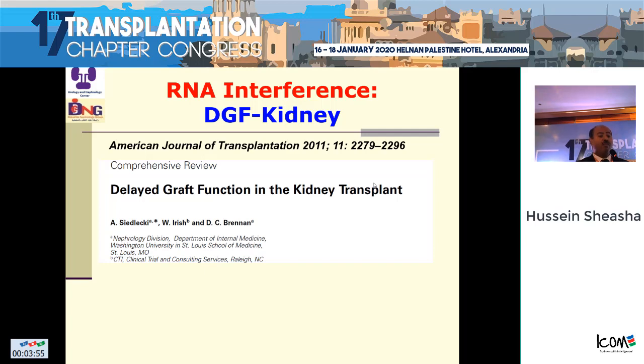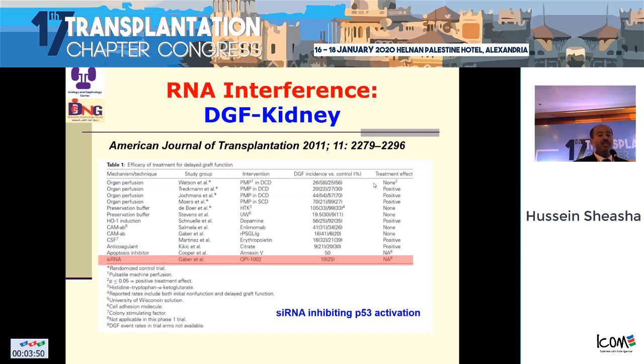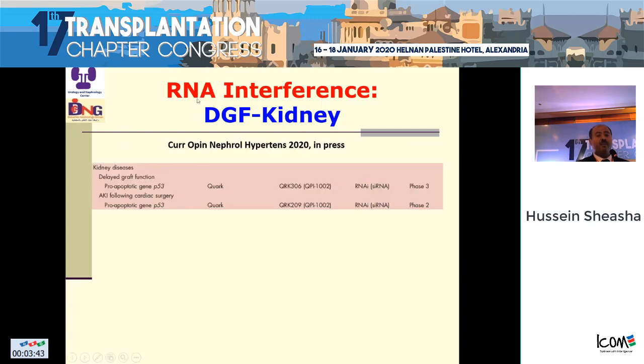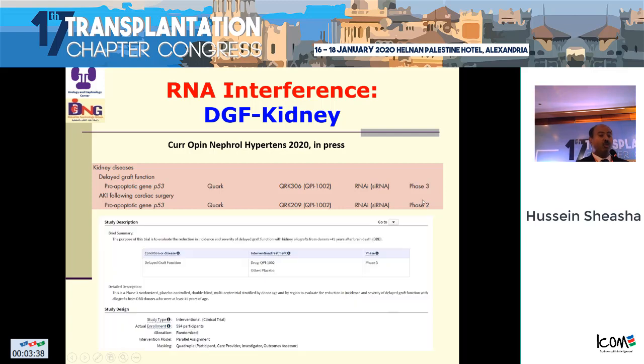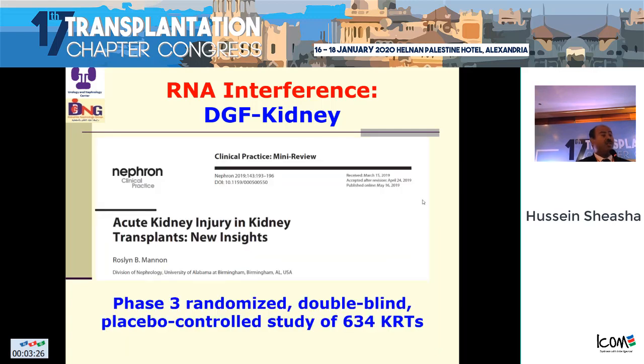Regarding the kidney, one very important point is delayed graft function, and this is siRNA to inhibit the pathway of P53, and for this drug there are phase 1, 2, and 3 studies. So this is the clinical study, phase 3, using RNA interference therapeutics for treating and inhibiting delayed graft function in transplantation. This is a very nice review discussing the issues of acute kidney injury after kidney transplantation.